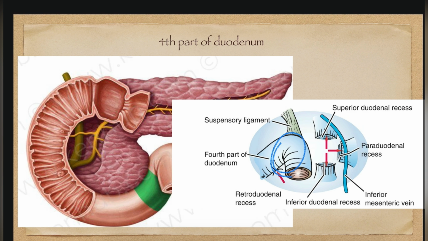This duodenojejunal flexure is fixed in position by the suspensory ligament, which connects the duodenojejunal flexure to the diaphragm.